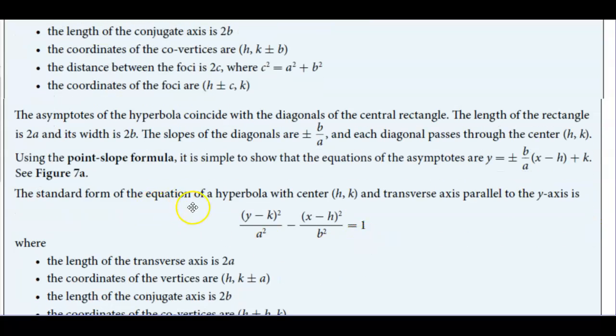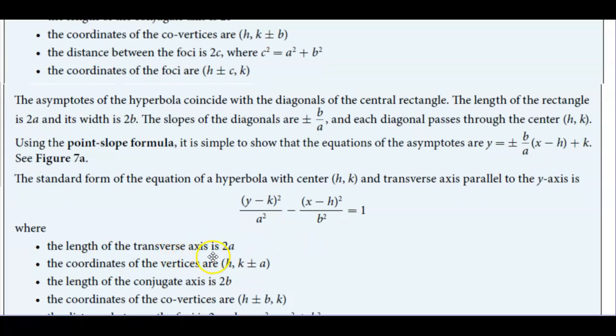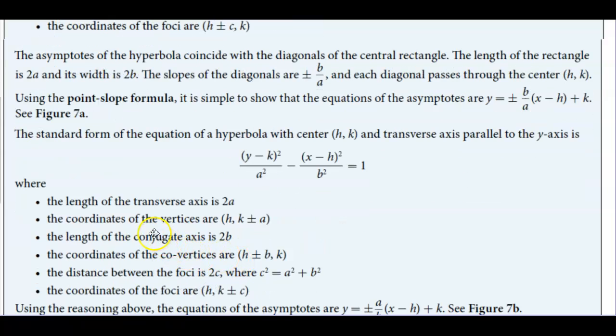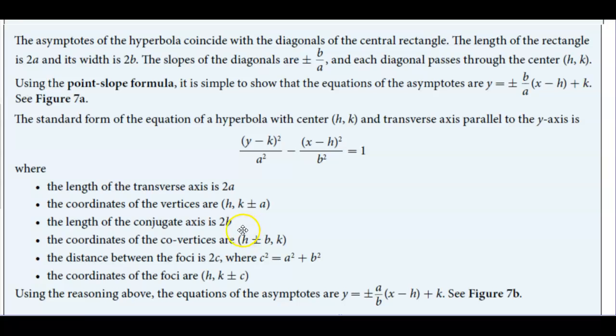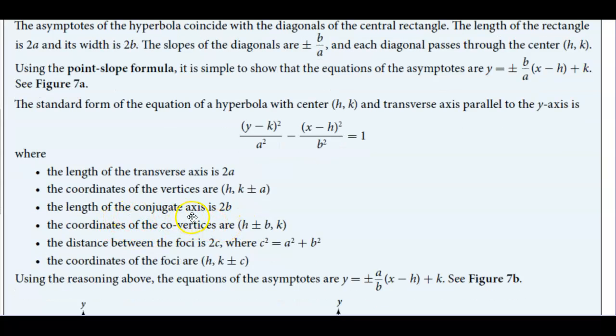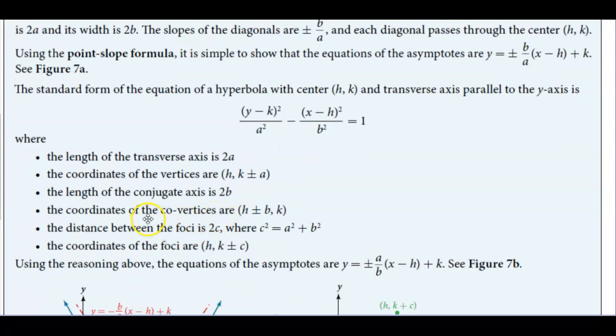Now, the standard form of the equation of a hyperbola centered at (h, k) and the transverse axis parallel to the y-axis. Well, you can see now y becomes the positive term and x is now the negative term. Now, the length of the transverse axis is 2a. The coordinates of the vertices are (h, k plus or minus a). The length of the conjugate axis is 2b. The coordinates of the co-vertices are (h plus or minus b, k).